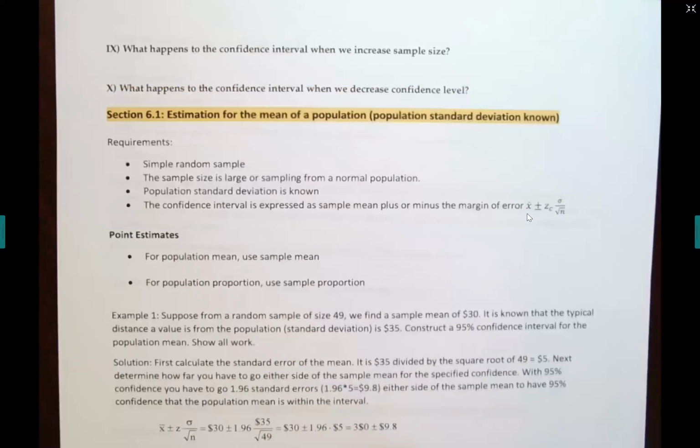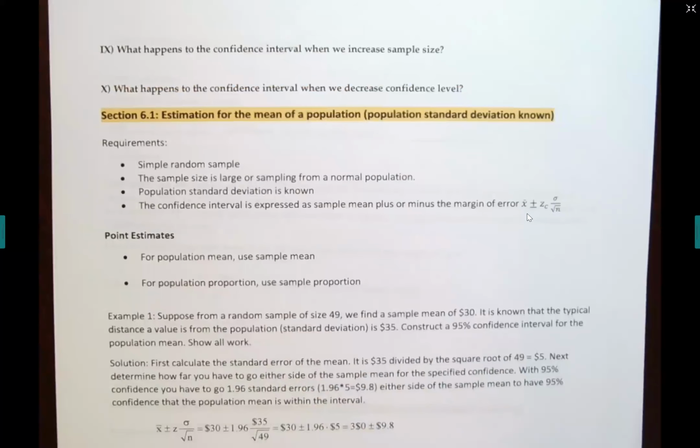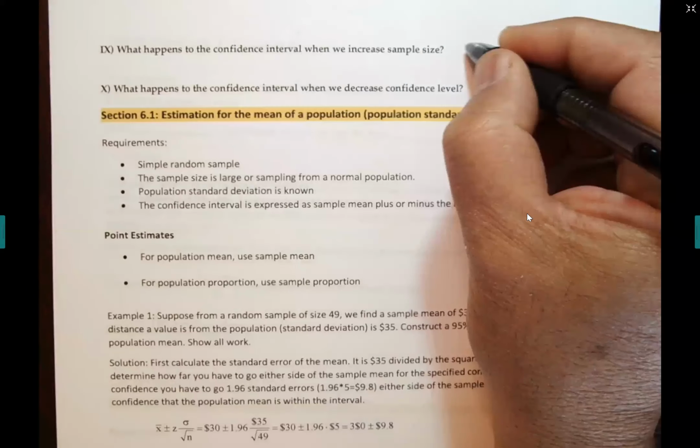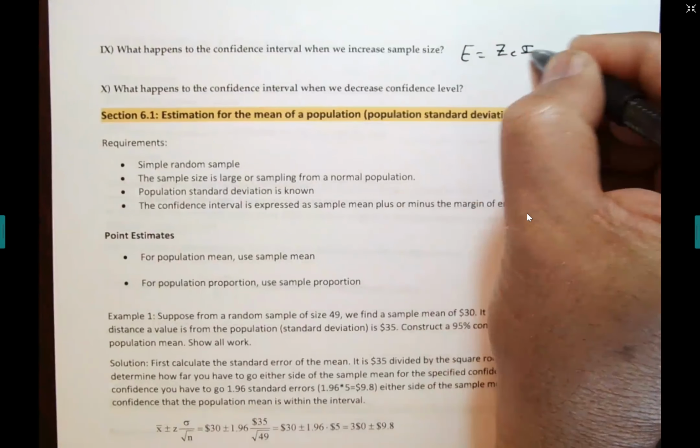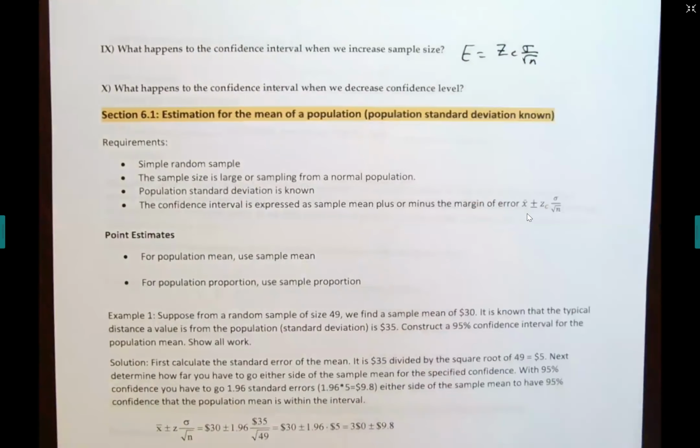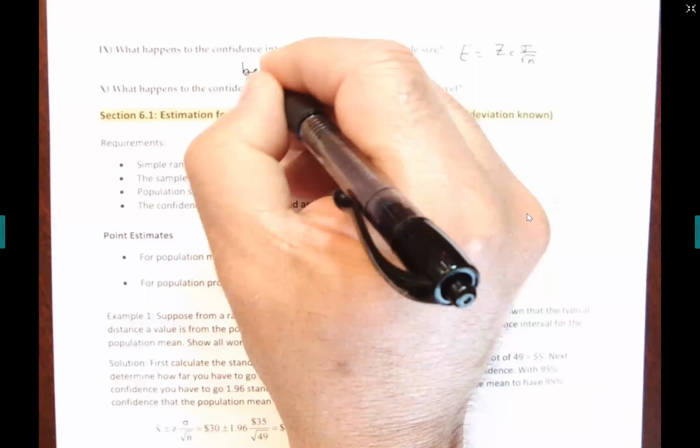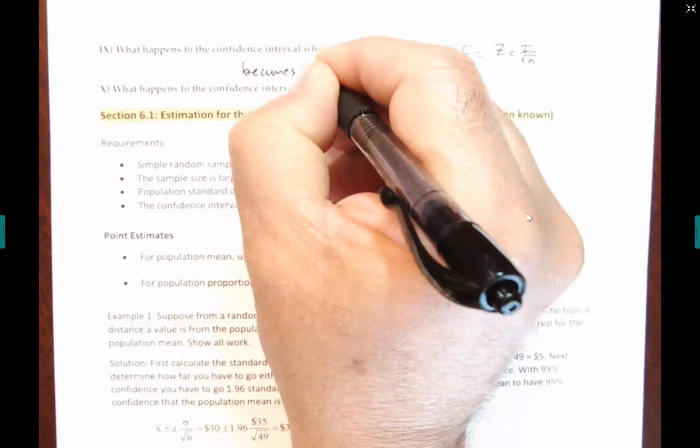What happens when we increase sample size? It's a great thing to be able to increase sample size. And remember, your margin of error is based on the sample size. It's this formula. Less error, that is correct. So the margin of error will become smaller and your confidence interval will also become narrower when you increase the sample size. It's always a good thing.